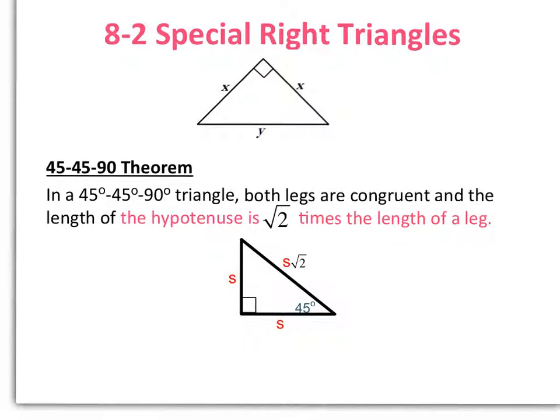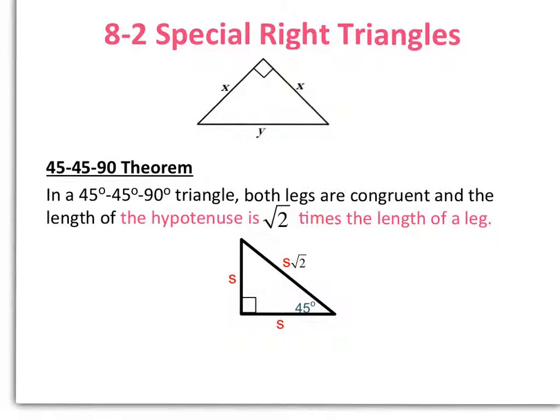In section 8.2, we will look at special right triangles. First type of special right triangle is the 45-45-90. And the 45-45-90 theorem says in a 45 degree, 45 degree, and 90 degree triangle, both legs are congruent and the length of the hypotenuse is square root 2 times the length of a leg.